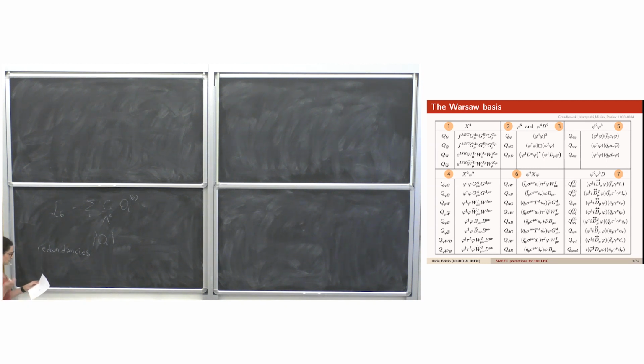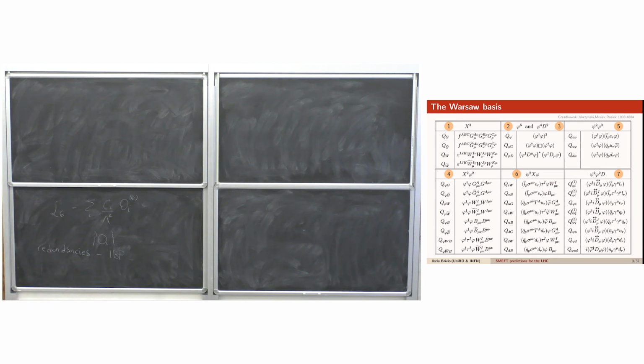So there are mainly three classes of redundancies. One is the integration by parts, which is the same concept that you just saw in the previous lecture. Integration by parts in this context means that operators that are equivalent by basically shifting derivatives from one term to another are equivalent.